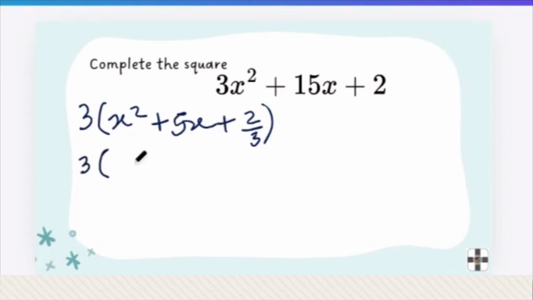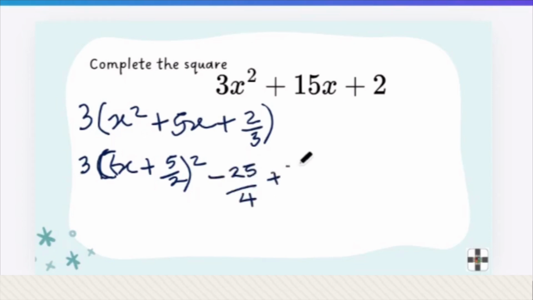This will be 3 times x plus 5 over 2 squared. x plus 5 over 2 squared would be x squared plus 5x plus 25 over 4. So we bring that in as minus 25 over 4 plus 2 thirds.